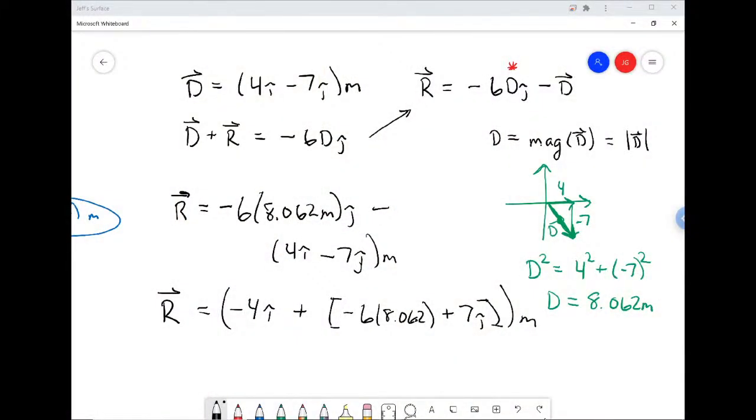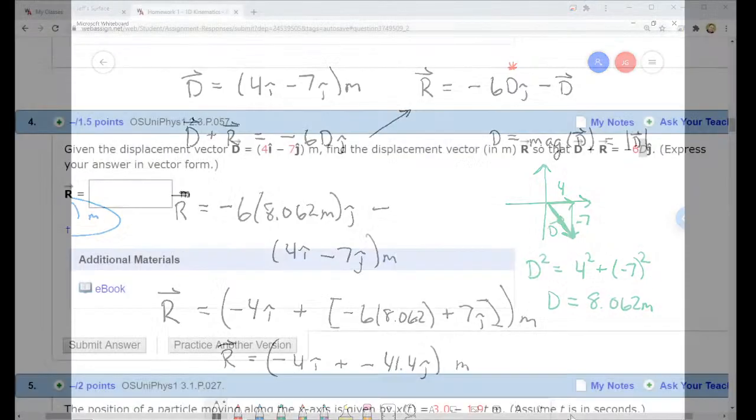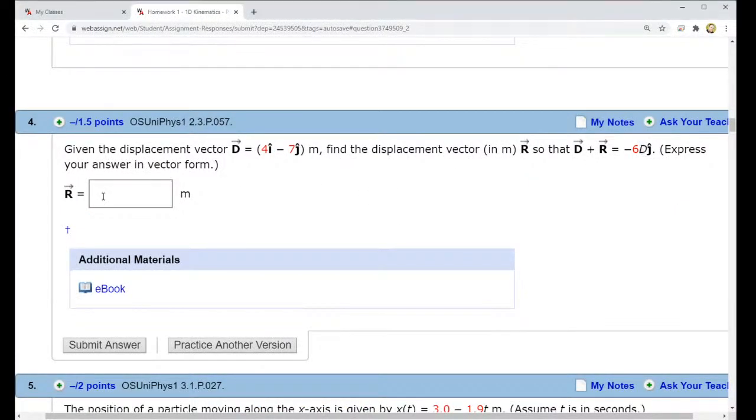So when I multiply 6 by 8.062, I get a large negative number, and then I add 7. When I put this all together, the final answer I get is minus 4 i hat plus negative 41.4 j hat meters. Okay, so that's the answer I get. Let's go to Chrome and see how we enter this.